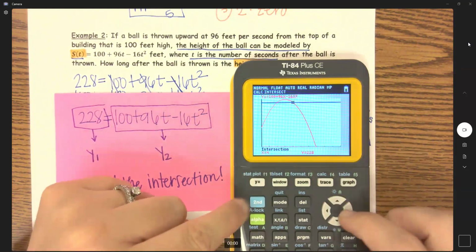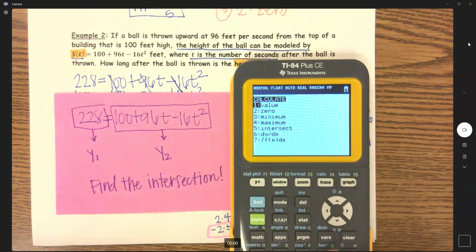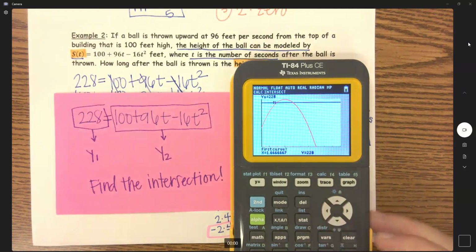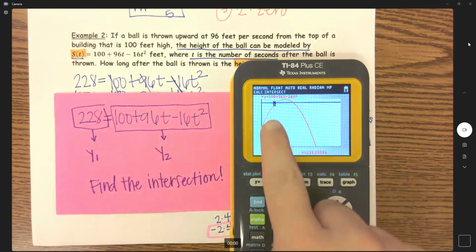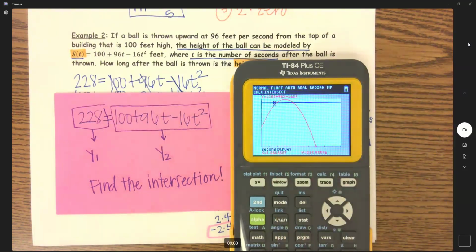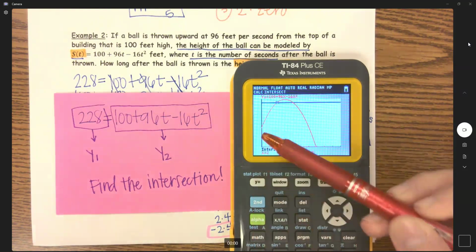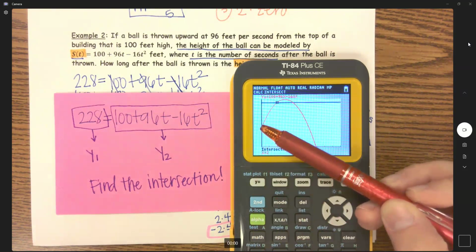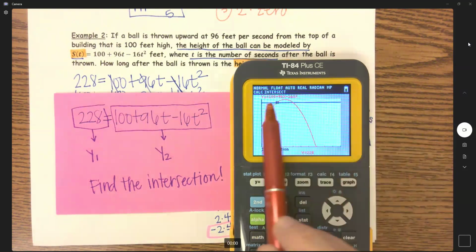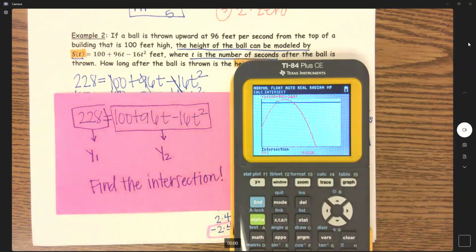Do it again, second trace to find the intersection. Now I want to get a little bit closer to this first intersection. Hit enter. Now my second one's already closer to that second intersection, or technically that first intersection. So hit enter. Hit enter through your guess. And we got x equals 2. You can see it started at the 100-foot building, traveled up, gravity then kicked in, and it came back down. But at 2 spots right there, it was at 228.